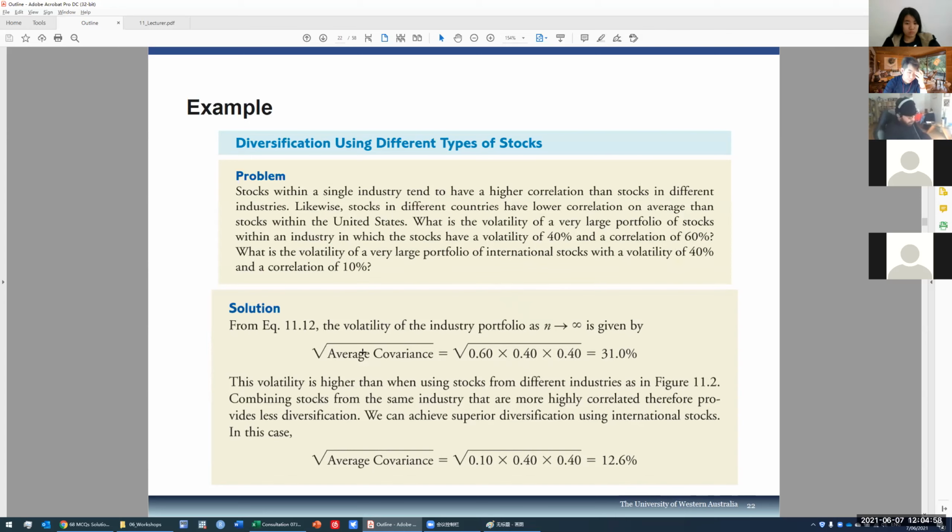That's the average covariance. Typically you do want to calculate the average covariance, which means you calculate the covariance of A and B, of B and C, of C and D, and then you average them up. In this case, to make the calculation easier, we say they all have roughly the same volatility, which is 40%. Oh, okay. Thank you. No worries.